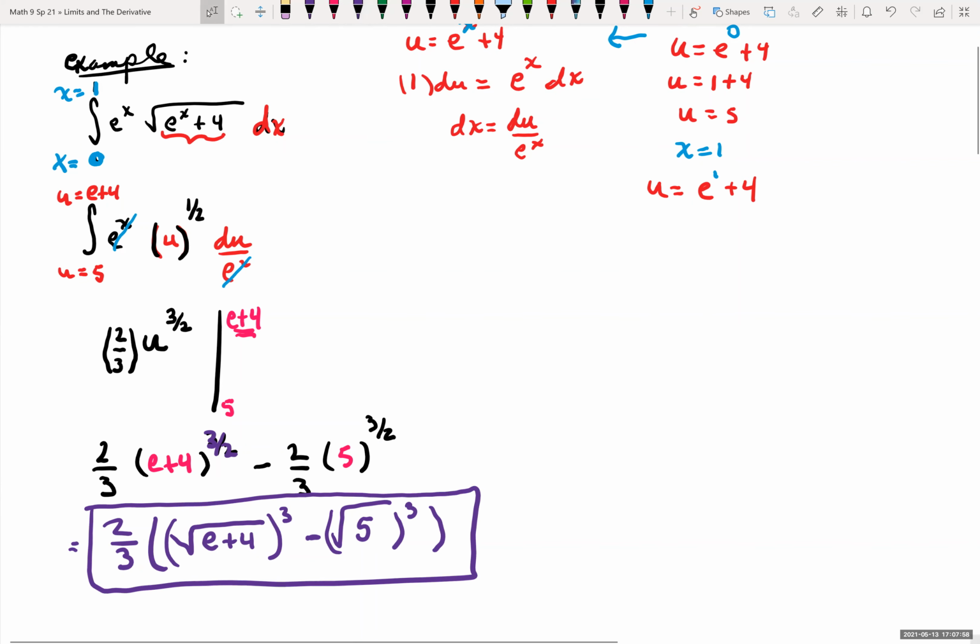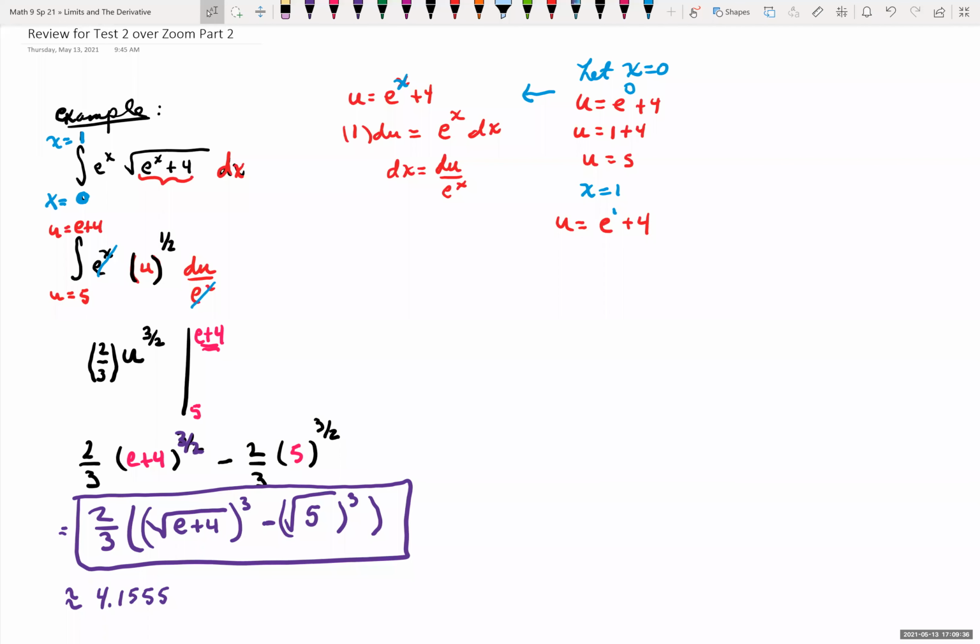If you have a calculator, then you could throw that in and get an estimate. So if you throw that into the calculator properly, you should get 4.155.